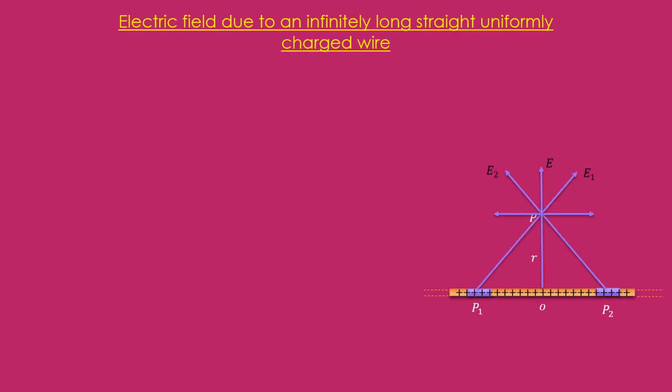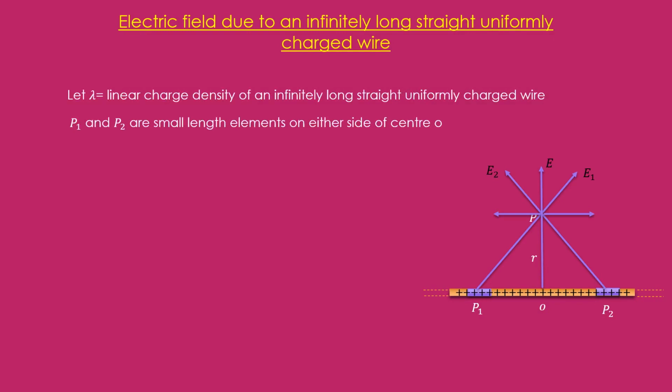Hello students, today we will discuss the electric field due to an infinitely long straight uniformly charged wire. Let us consider a wire which is infinite in length. We have to find the direction of the electric field due to this wire. So we will consider two small portions of this wire, P1 and P2. These are called length elements.